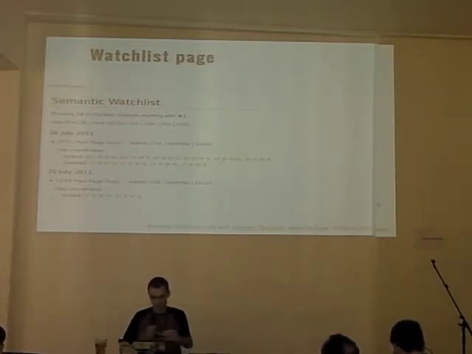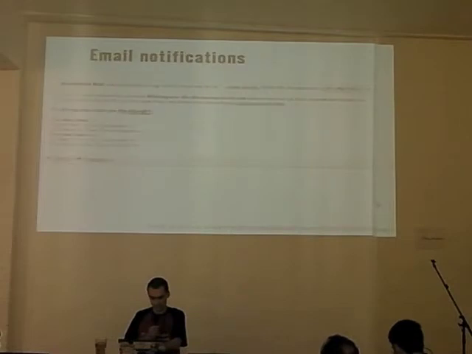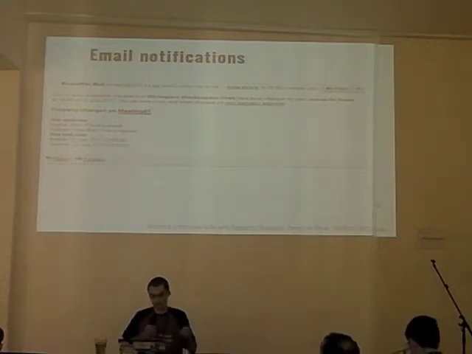Yeah, that's the watch list. It shows per edit, the page, and then a list of properties, and for each property what was added and what was removed. This is then an example of an email, which basically shows the same data but then emailed to you, with the links to the things you care about, of course.